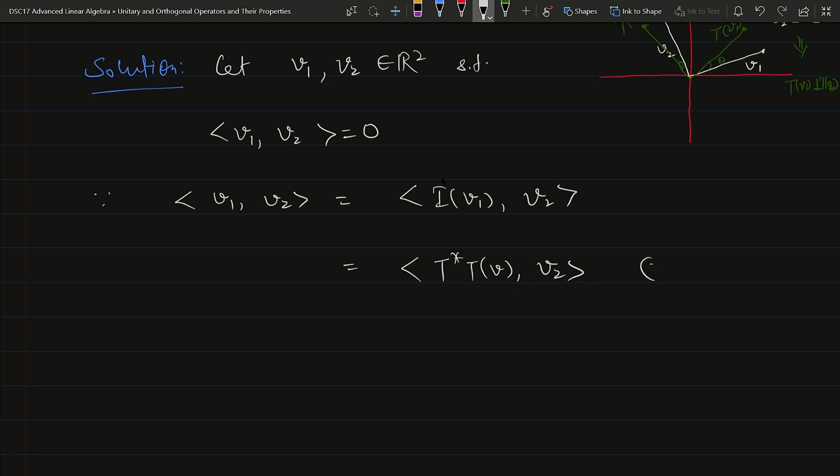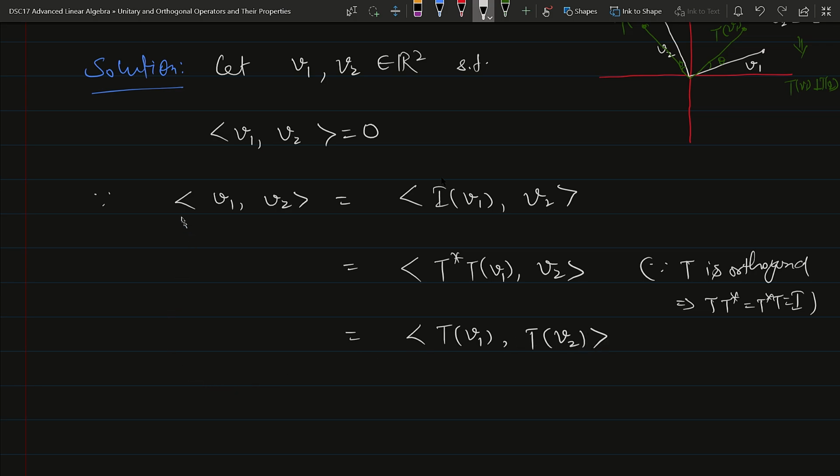ठीक है, इस I को हम लिख सकते हैं T star T on v1, v2. Okay, ये क्यों लिख पा रहे हैं? Since T is orthogonal, which implies that T star T equals I. ये हमने प्रूफ किया था. ठीक है, and that will be equal to inner product of T of v1, comma T of v2.